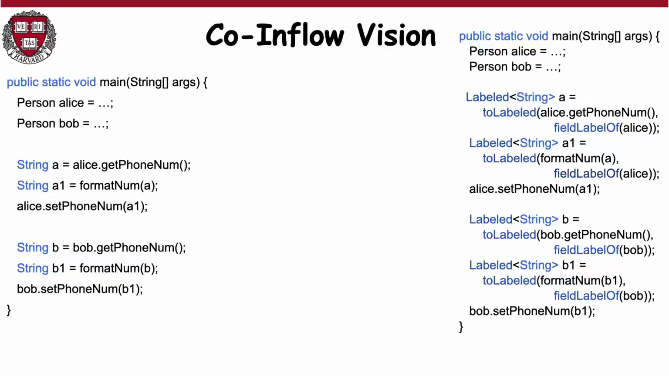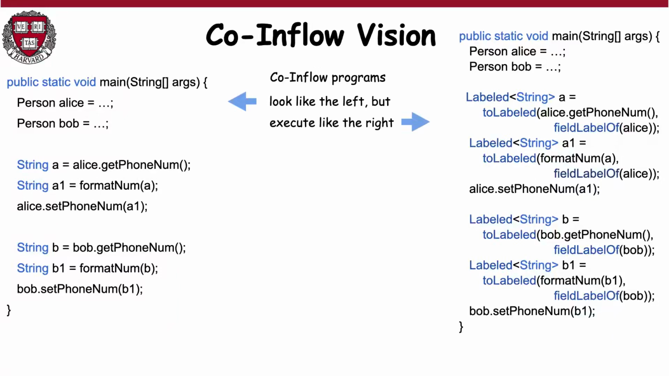To address these problems, CallFlow essentially inserts toLabeled and onLabel annotations automatically without burdening the programmers. Intuitively, CallFlow's vision is that the programs look like the left, but they execute as the right one. So the program on the left is Java code, but when treated as CallFlow programs, the implicit insertion of labeled values ensures that the runtime behavior is almost the same as the program on the right, but without the need for program annotations or changed signatures.